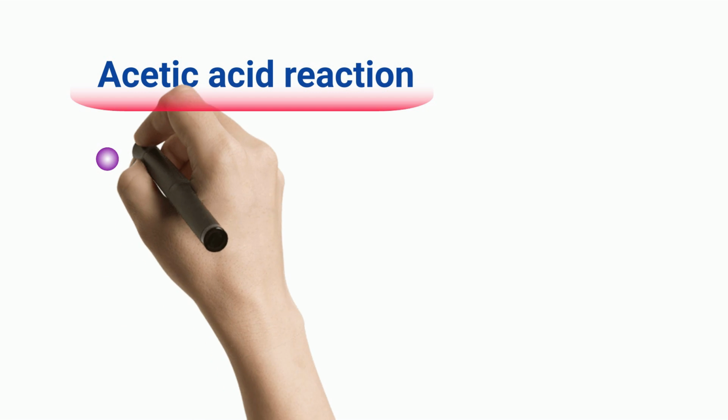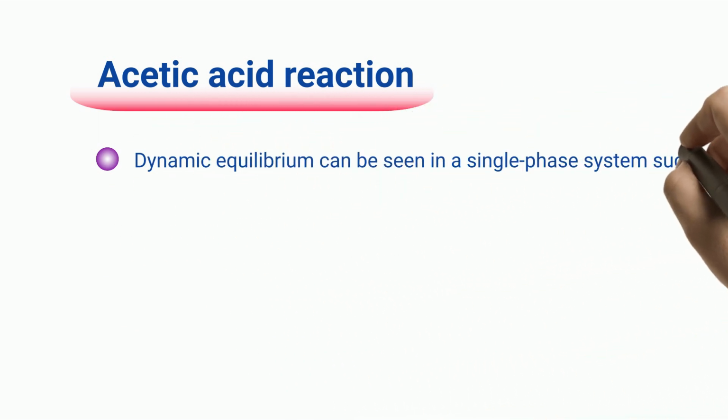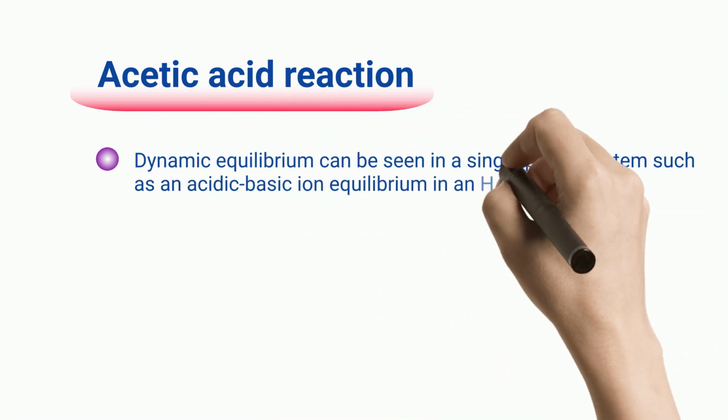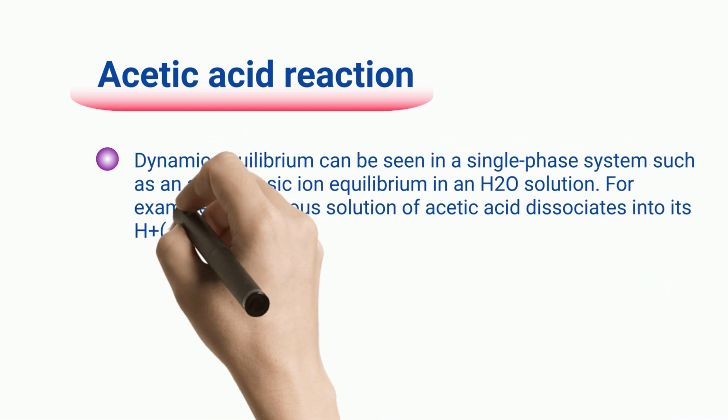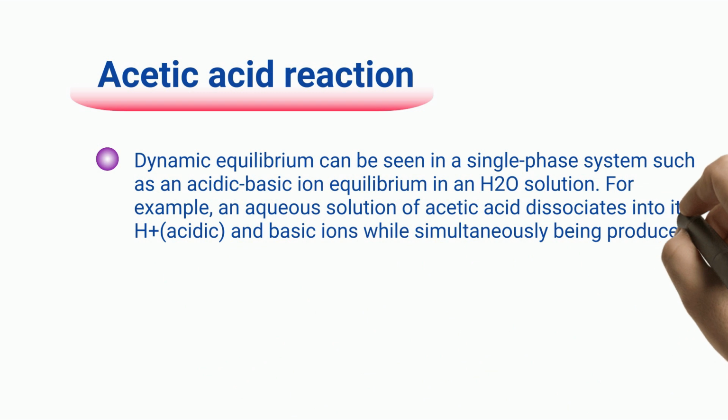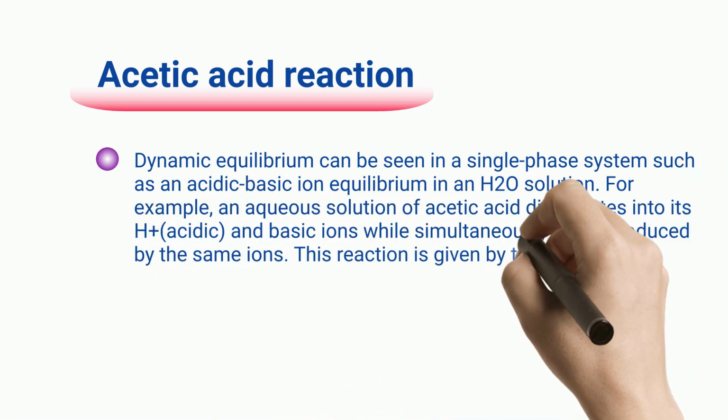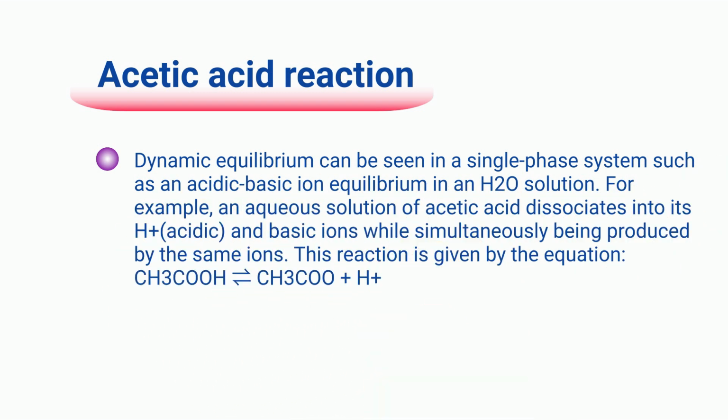Acetic acid reaction. Dynamic equilibrium can be seen in a single-phase system such as an acid-base ion equilibrium in an H2O solution. For example, an aqueous solution of acetic acid dissociates into its H+ and acetate ions while simultaneously being produced by the same ions. This reaction is given by the equation CH3COOH ⇌ CH3COO- + H+.